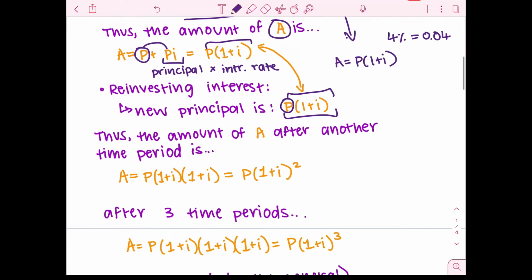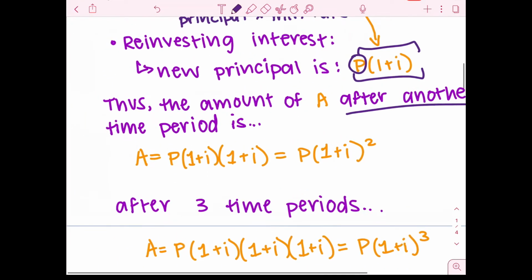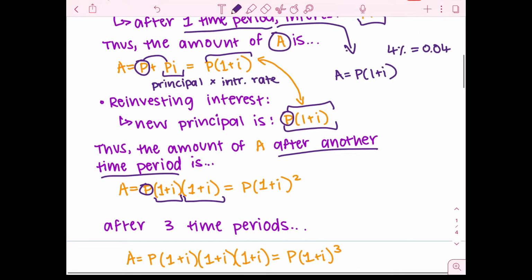Okay? So thus the amount of A after another time period, so two time periods now, is A is equal to P times (1 plus i) times (1 plus i). So we have our fixed principal, and then we're multiplying (1 plus i) times (1 plus i) twice. So we're going to get a total of P times (1 plus i) squared, with P being our fixed principal and then 1 plus i being squared.